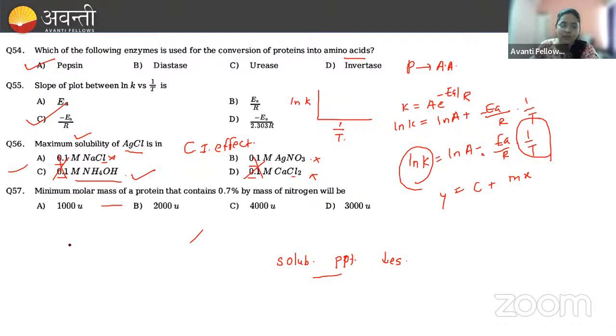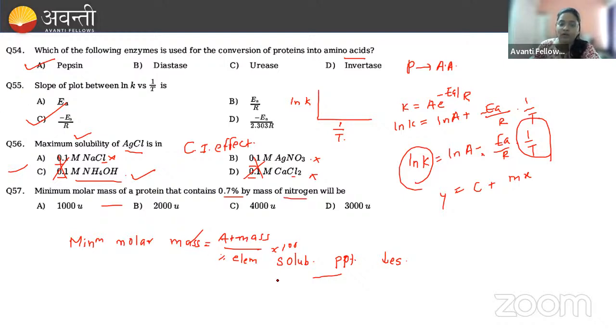So you know the formula for minimum molar mass, right? Minimum molar mass, which was a problem in the last exam, is equal to the atomic mass of that given element divided by the percent of that given element, multiplied by 100, because percent is given, right? The minimum molar mass of a protein that contains 0.7% by mass of nitrogen will be.